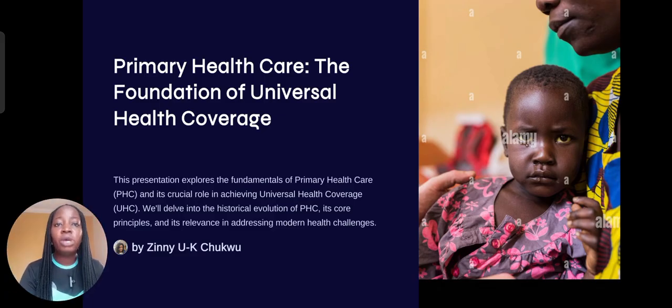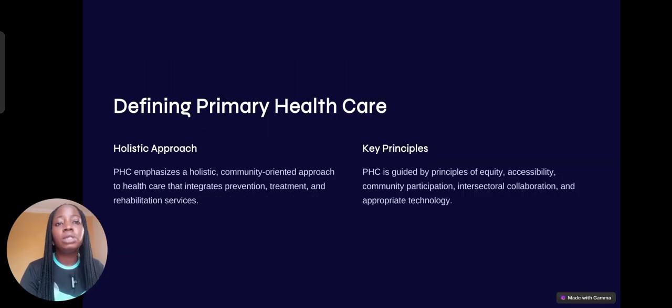So today we are going to be looking at primary healthcare, the foundation of universal health coverage, that's UHC. So we explore the fundamentals of primary healthcare and the important role it plays in achieving universal health coverage. We also look at the historical evolution of primary healthcare and its core principles and its relevance as well in addressing modern healthcare challenges.